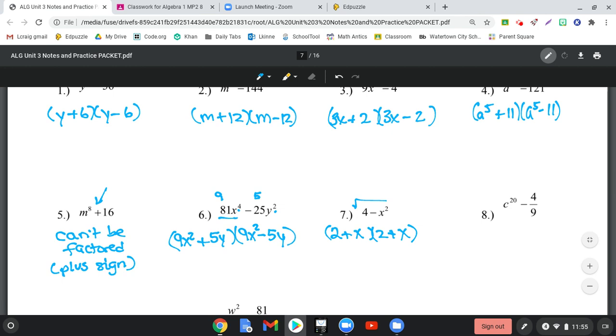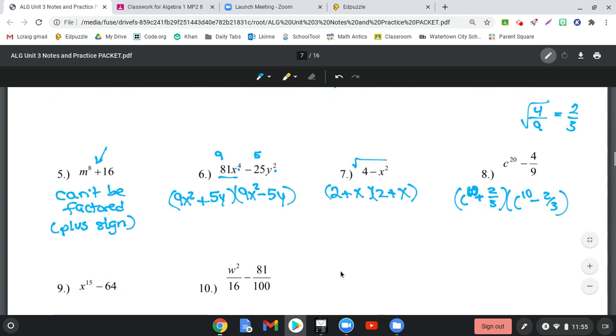Ooh, a fraction. Not a big deal. We can cut this in half. We have subtraction. All right, so it's c to the 5th, or excuse me, c to the 10th, plus, now when you take the square root of a fraction, take the square root of the top and the bottom, just 2/3. So it's c to the 10th plus 2/3, c to the 10th minus 2/3.